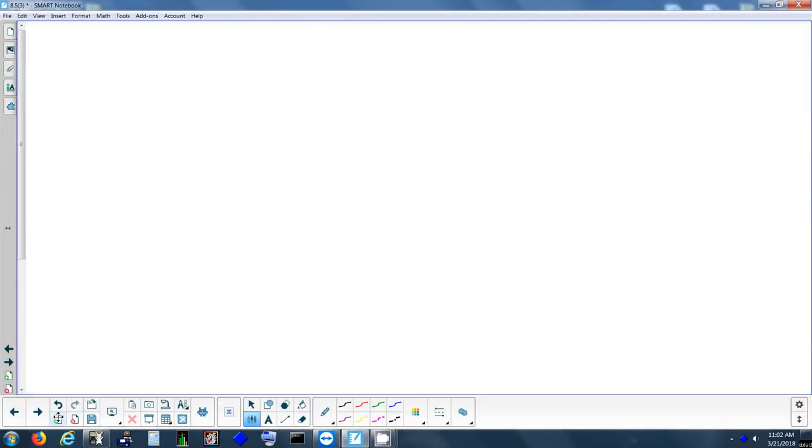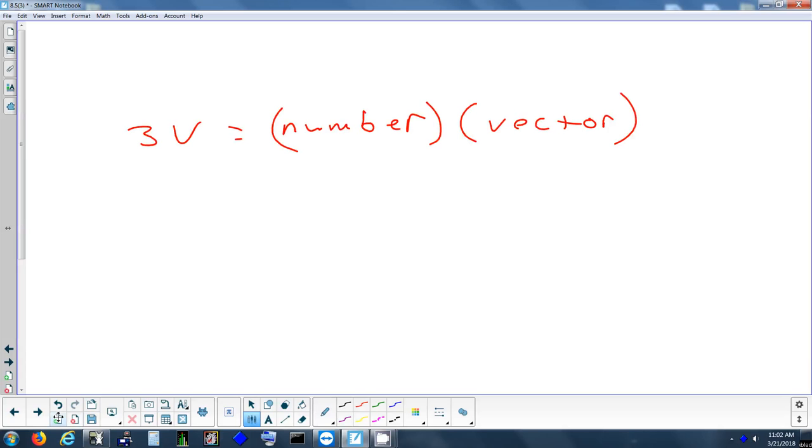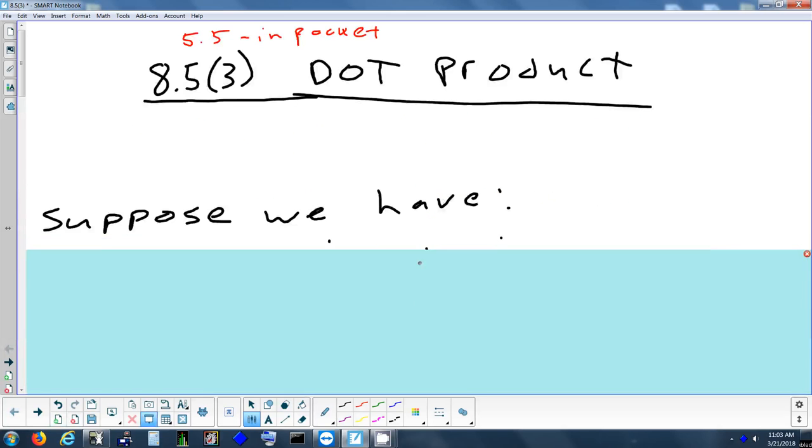And if you're thinking, well, didn't we kind of do that with a scalar product? No. That is a number times a vector, a number in front times a vector. What we're going to look at today is a vector times a vector. How do we multiply two vectors together? So first thing we've got to figure out is how do you do it? And the second thing is, what do you get for an answer? Is the answer just a number, or is the answer a new vector? Okay, so we'll see what happens.